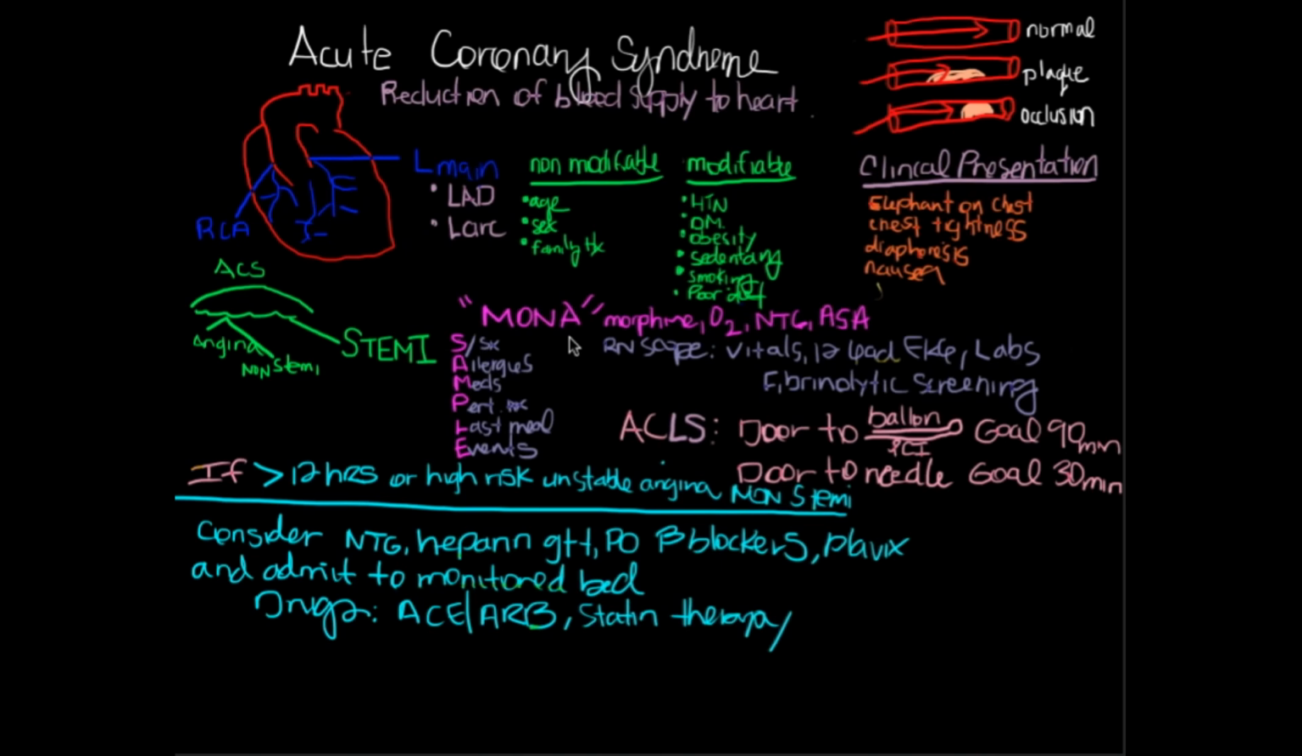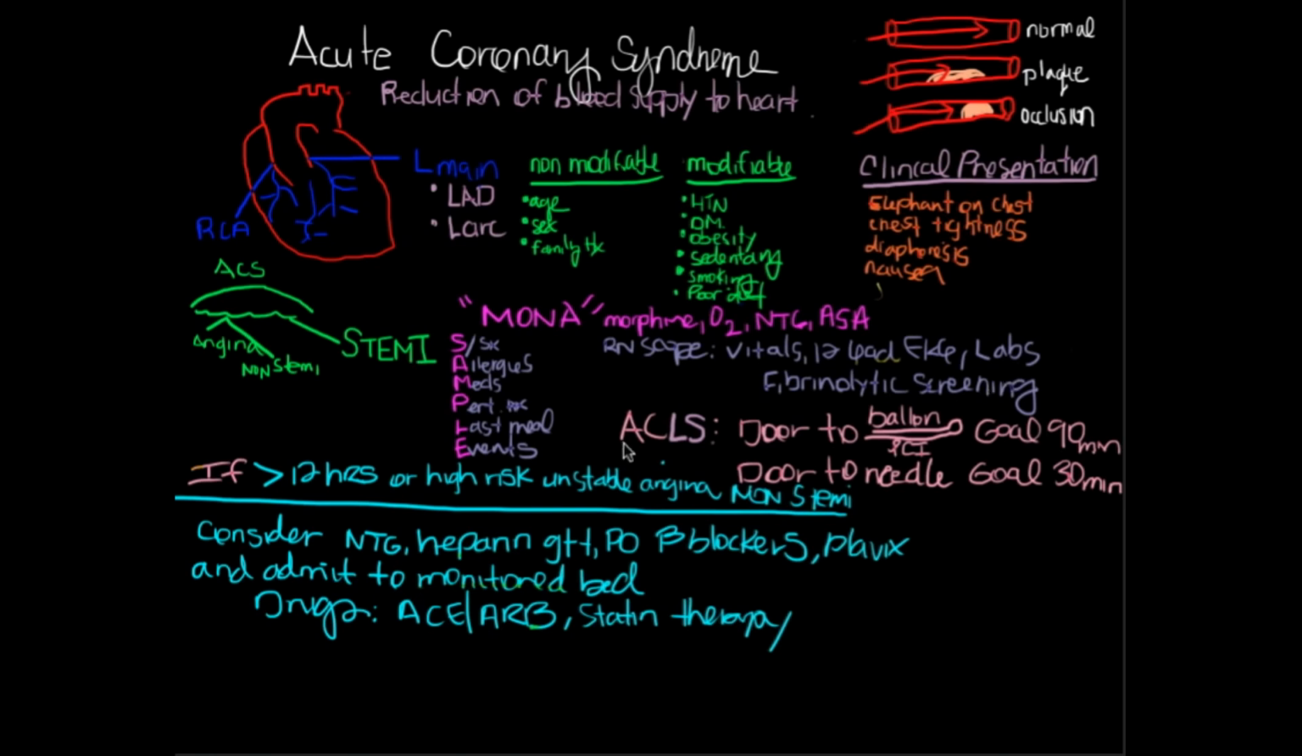So for the RN scope of practice, you've got your vitals, you're looking at the 12-lead EKG, you want to look for ST elevation, and the ED attending will also review this as well. You also want to look at your labs. You want to see what you need to order, which would be cardiac markers, your coags, lipids, glucose, electrolytes. In addition to that, you also want to screen them for fibrinolytic therapy if they are a candidate.